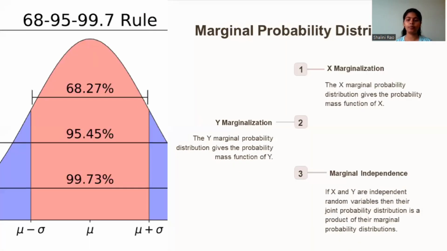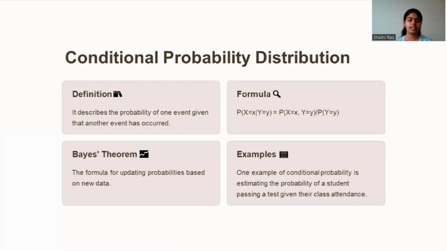Marginal probability distribution, X marginalization. The X marginal probability distribution gives the probability mass function of X. Y marginalization: the Y marginal probability distribution gives the probability mass function of Y. Marginal independence: if X and Y are independent random variables, then their joint probability distribution is a product of their marginal probability distributions. Next, we have conditional probability distribution.